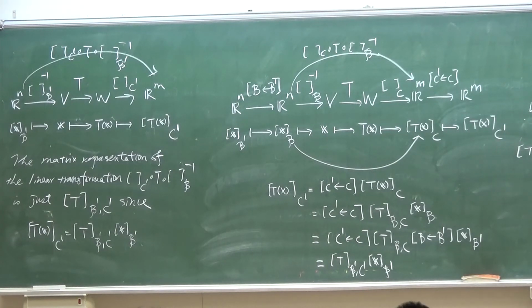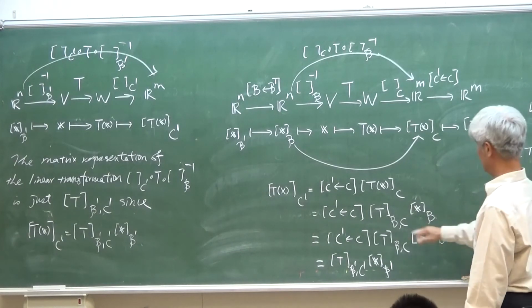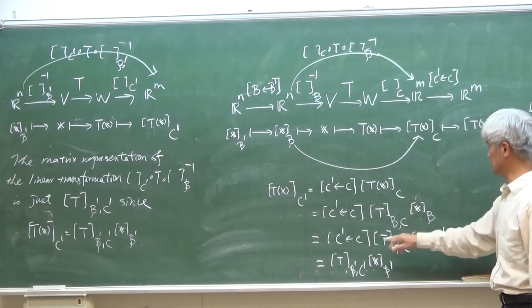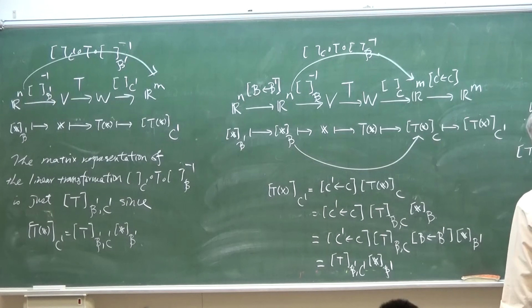The matrix representation of the linear transformation T relative to the basis B prime for V, C prime for W, right, becomes a multiplication of three matrices. Okay, so let's see.